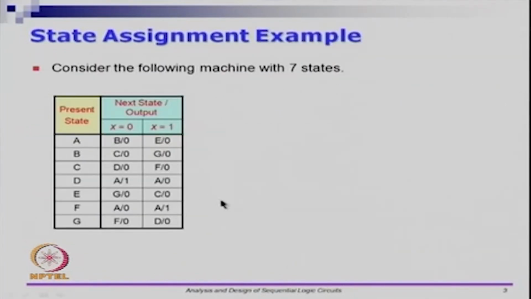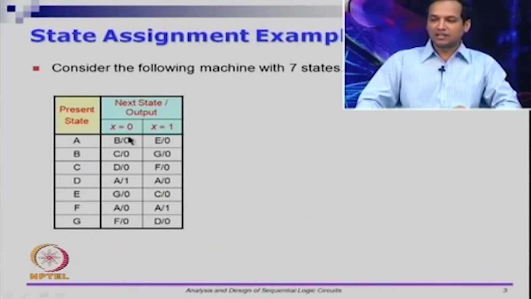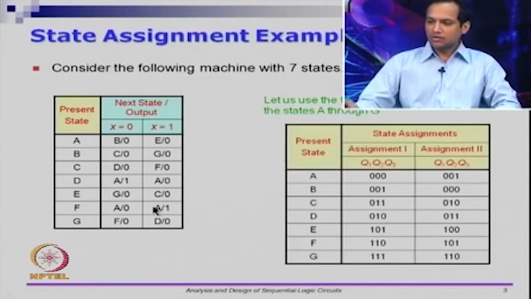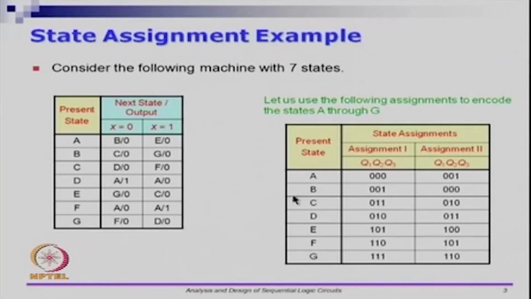This is a state machine. Let's forget the state diagram. We have a state table, and in this state table there are 7 states from A to G, and we have the next state as well as output marked in the state table itself. Now we can do 2 different kinds of assignments. Clearly there are only 7 states, and for 7 states we need 3 flip flops first of all. We can do different kinds of assignments.